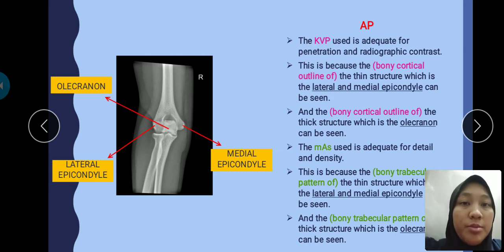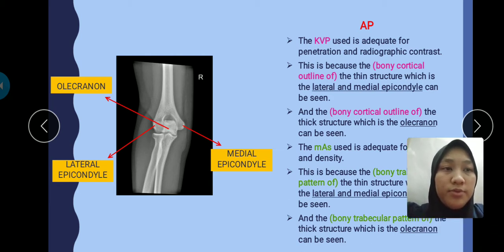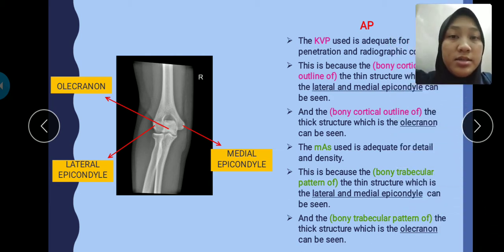And the MAS used is adequate for detail and density. This is because the bony trabecular pattern of thin structure, which is lateral and medial epicondyle, this lateral epicondyle and medial epicondyle can be seen, and the bony trabecular pattern for thick structure, which is olecranon, also can be seen. So we don't need to change the KVP and MAS.